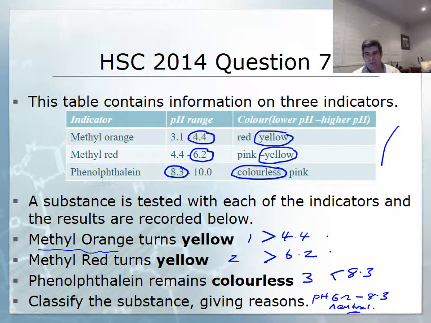And that's because all we can do is tell that the range must be greater than 6.2 because it's yellow in methyl red, and less than 8.3 because it's colorless in phenolphthalein.